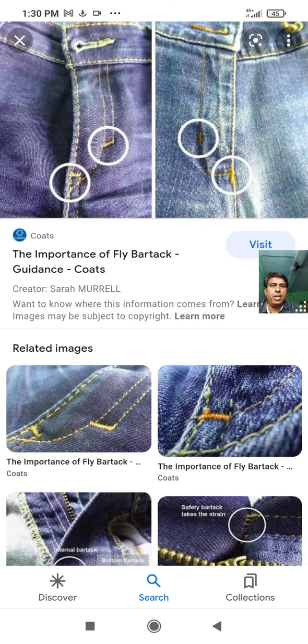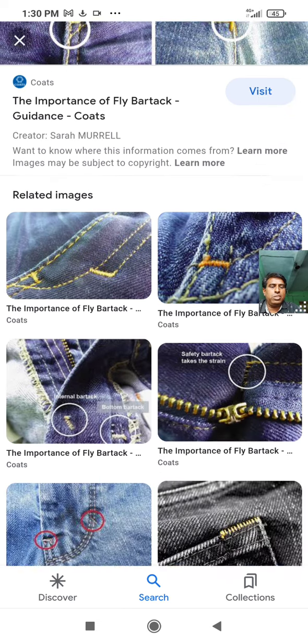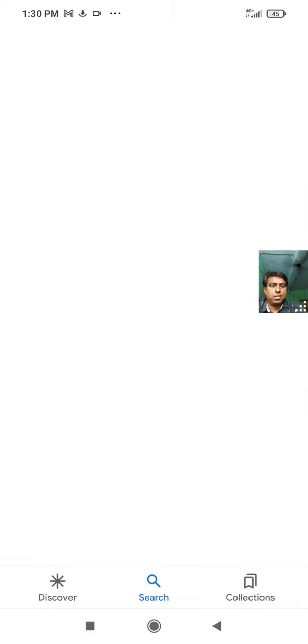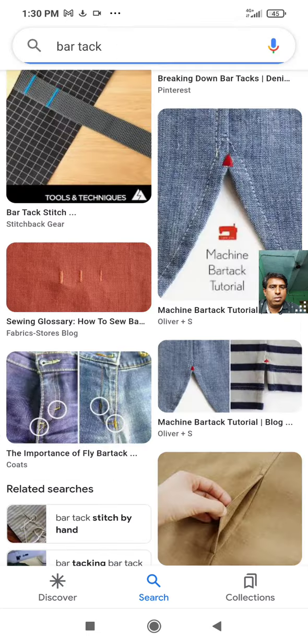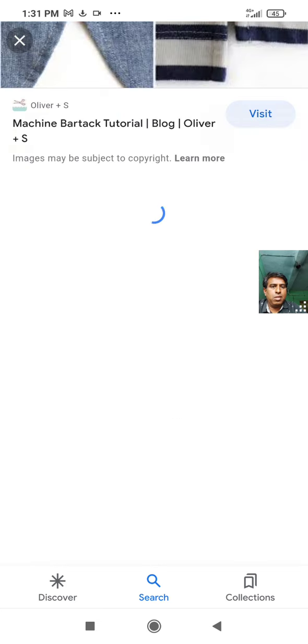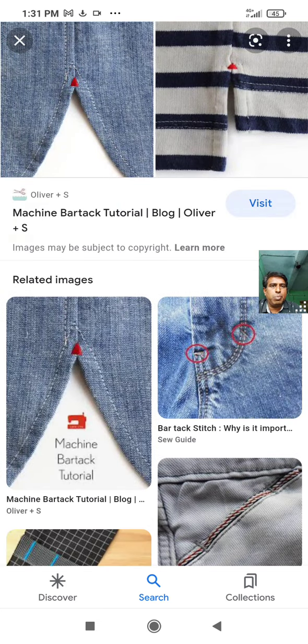So you understand, the circled points are the bar tack. So these are all bar tacks. The red colored one is bar tack. Bar tack serves the function of protecting the bottom stop from excessive load in fly applications.